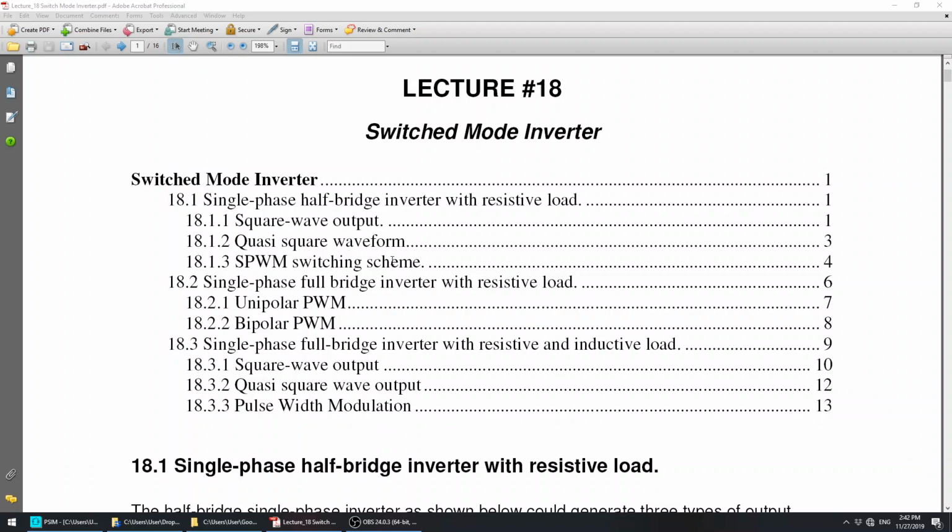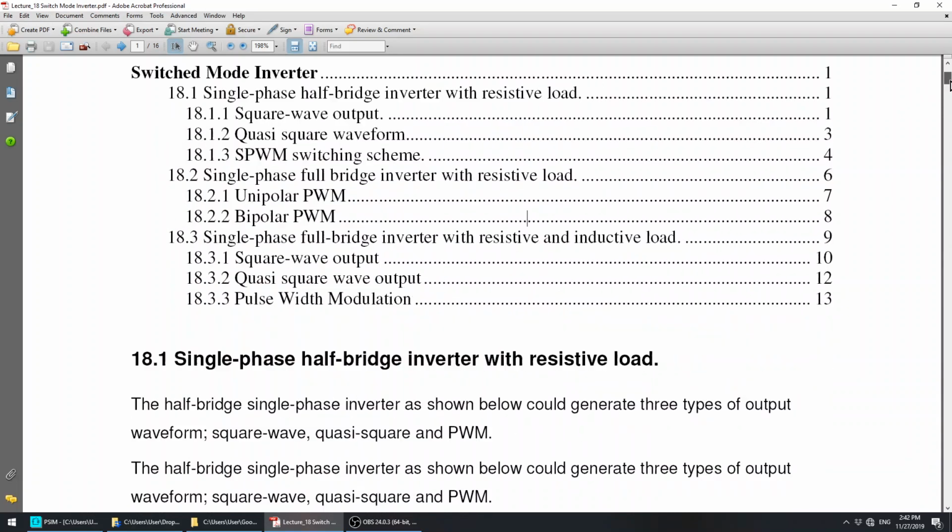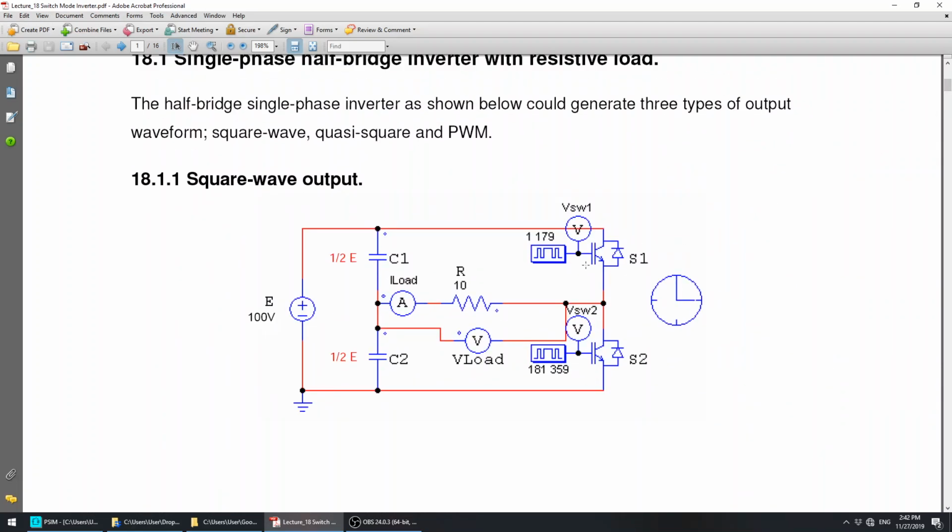Let's just recap on what we did in the last class, whereby we have a single phase half bridge inverter with a resistive load. This is the circuit of a single phase half bridge inverter, whereby we only utilize one of the legs and we use two switches here, S1 and S2, and in the other leg we use capacitors. We assume that we have a very large capacitor, therefore C1 will be charged to half of the input voltage, and C2 also will be half of the input voltage, right?